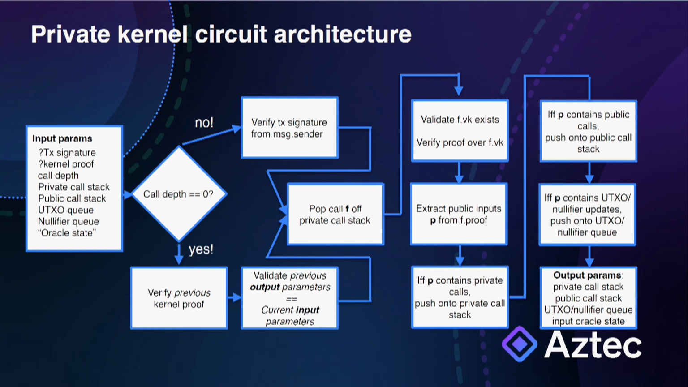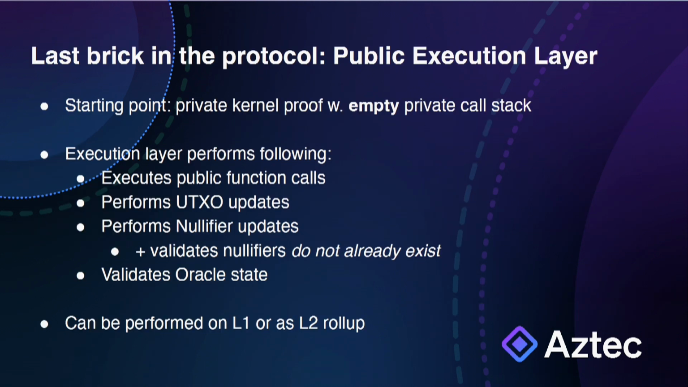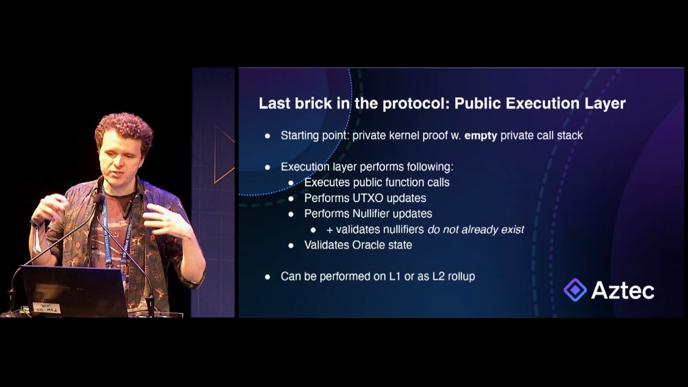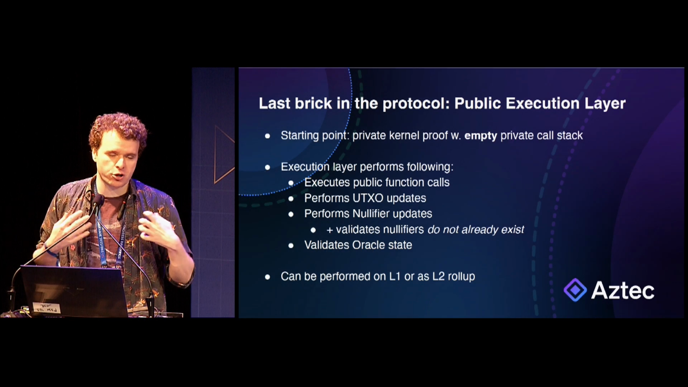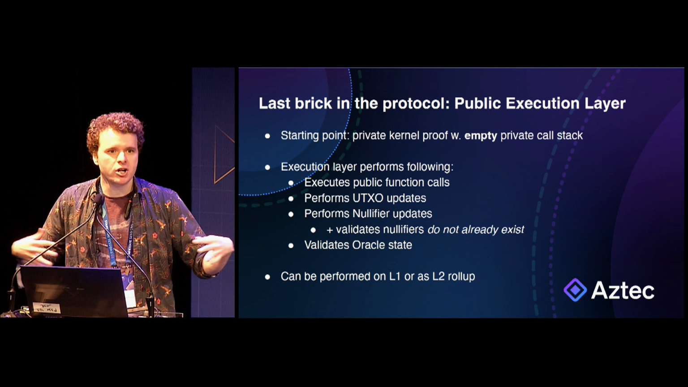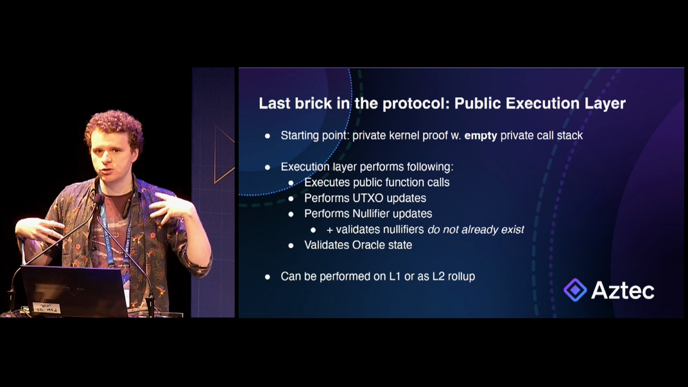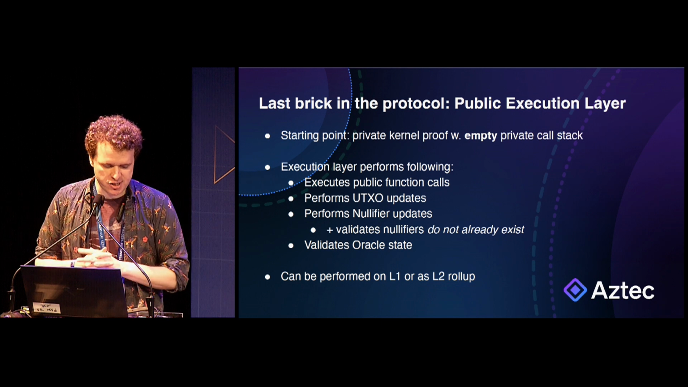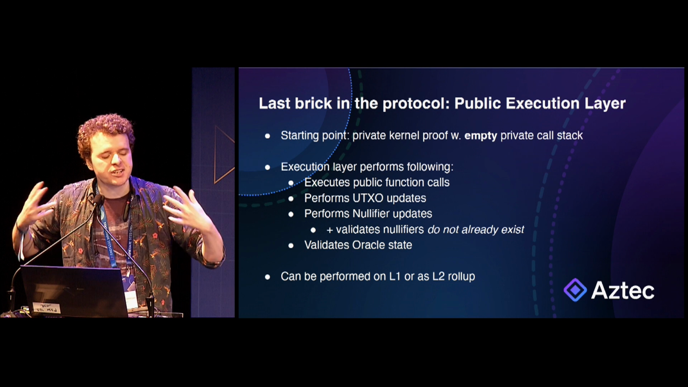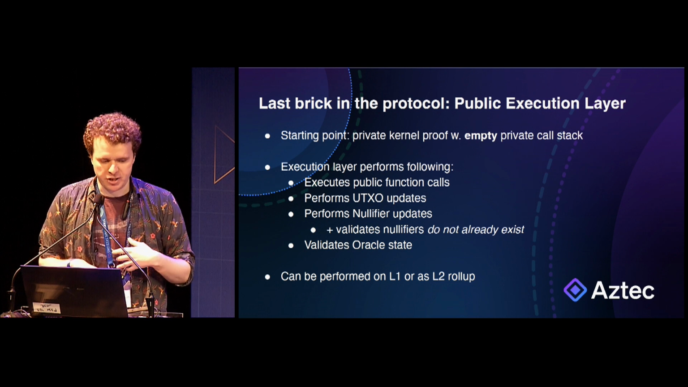You have some output parameters of this SNARK circuit. By outputs, I mean they're public inputs, but you interpret them as outputs. That represents the new state of all of your call stacks. And you just run this private kernel circuit iteratively until your private call stack is empty. At that point, you've constructed a proof of the correctness of the execution of a sequence of private function calls, and you're now ready to hand it off to a sequencer, a miner, a validator, to complete the rest of that transaction via a public execution layer.